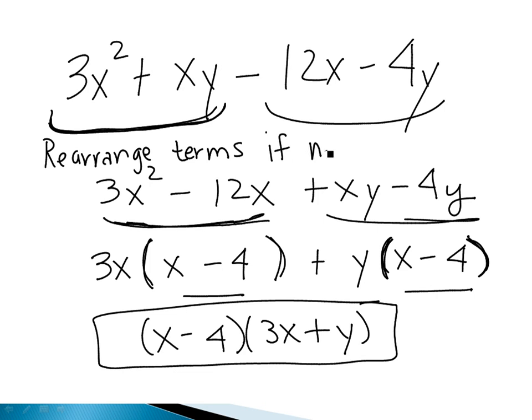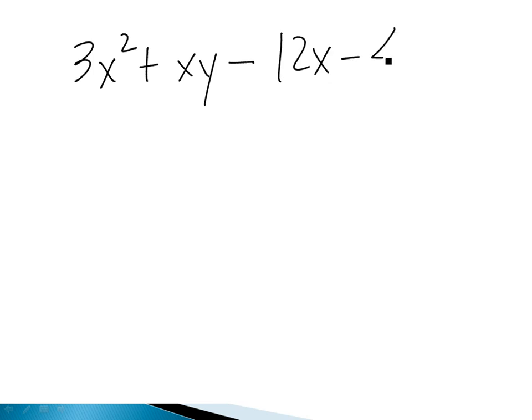So I'm going to say rearrange terms if needed. In this particular case, you could have factored out an x here because that's the GCF, and you could have factored out a negative 4. So let's do that the other way as well. So you can see you can do it both ways for that one. So this is the same problem as before. Let's just group the first 2 terms together and let's factor out an x.